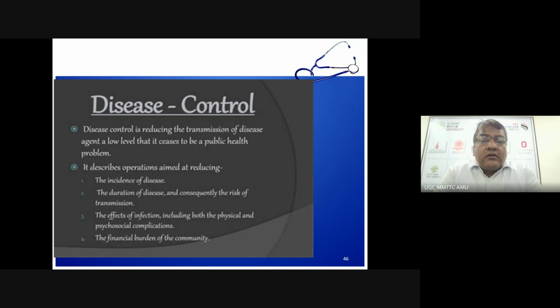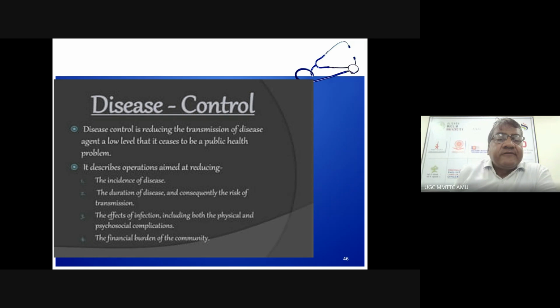The mode of intervention is disability limitation and rehabilitation. That was disease prevention. Now, disease control is reducing the transmission of disease agent.